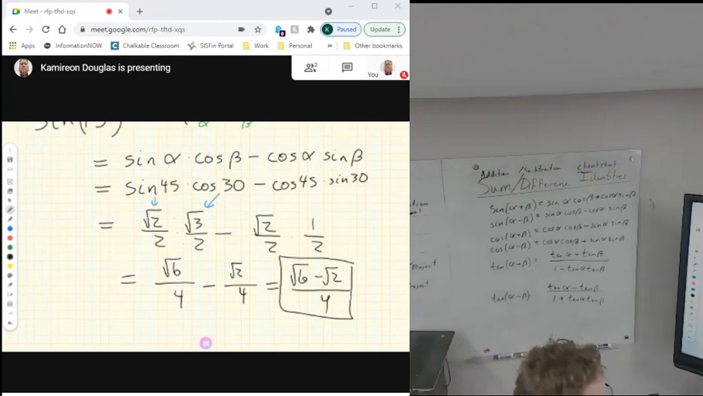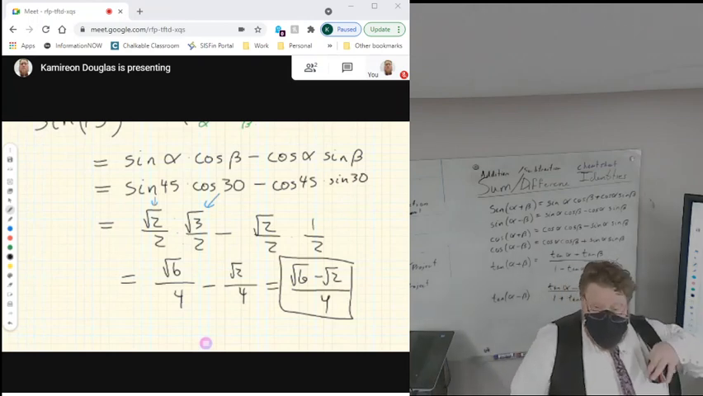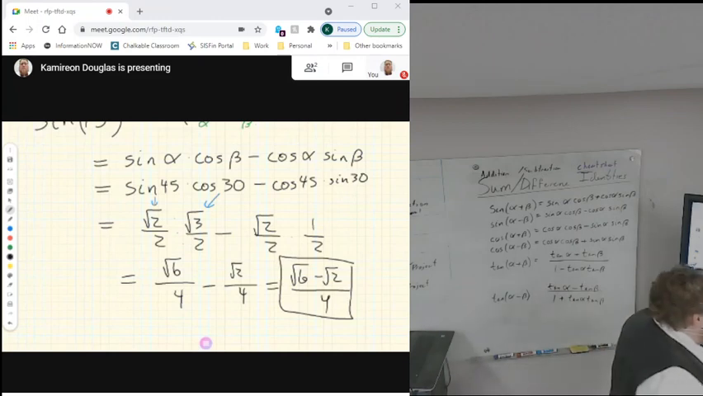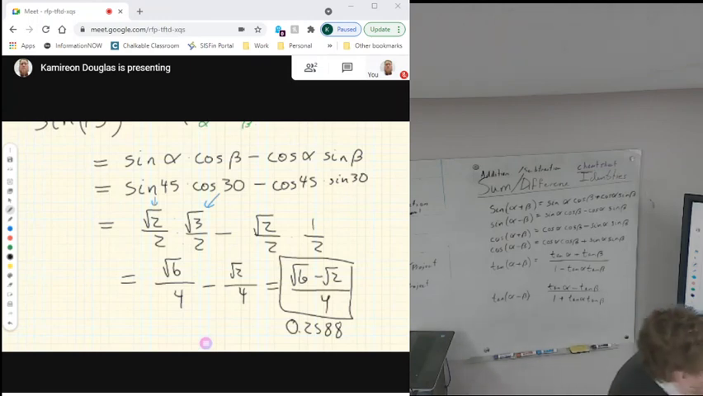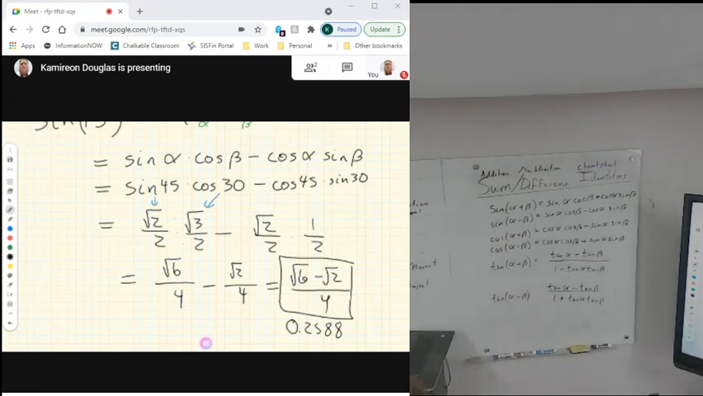Oh, look at that. It's that exact thing. If I grab my calculator, which only gives me decimal versions, if I type in sine of 15 degrees, make sure it's in degrees, I get the decimal, which is 0.2588. Yeah.